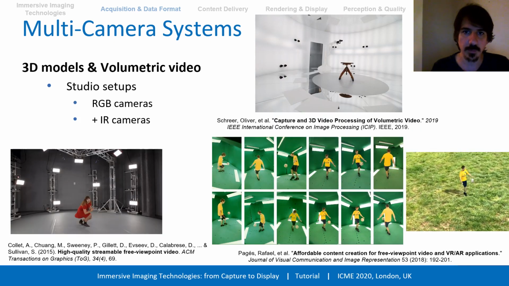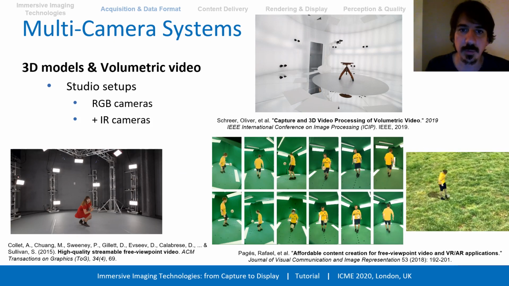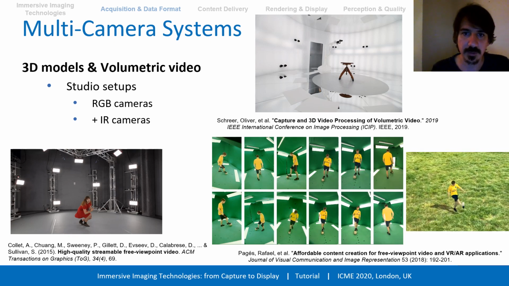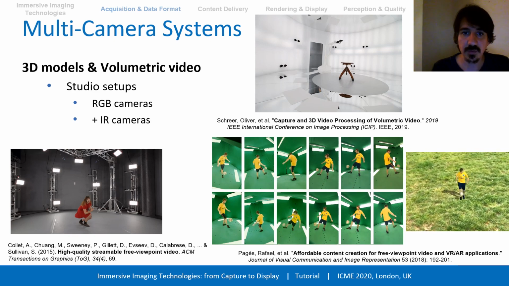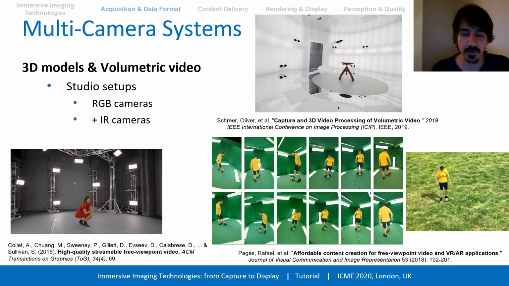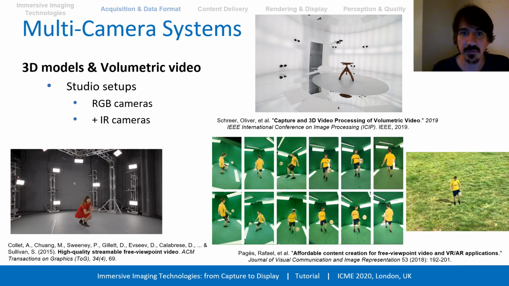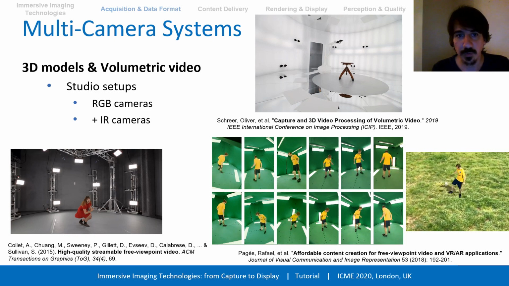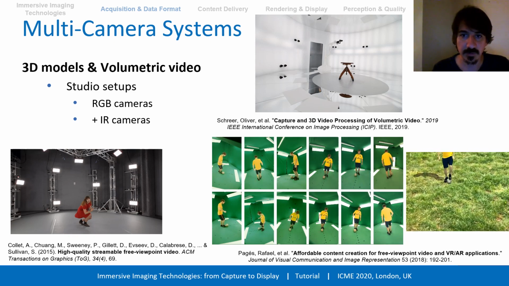Finally, contrary to omnidirectional systems which are looking outwards, we have multiple camera systems looking inwards, which can be used for 3D models and volumetric videos capture. They are usually implemented in a studio setup, which have recently become fairly popular for volumetric content creation. Every studio is different and uses a different configuration for the cameras and the background. But all these studios use RGB cameras, sometimes combined with infrared cameras or depth sensors.